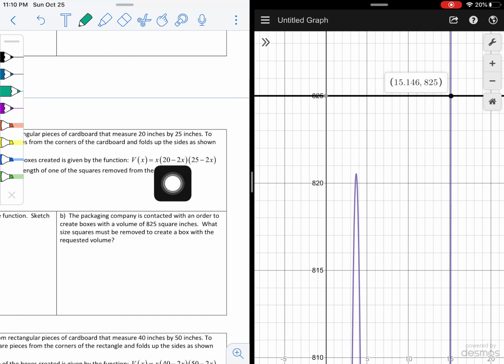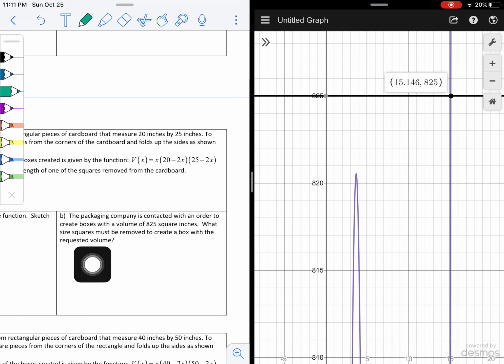If I take 2 times that amount, that's a little bit more than 30. I'm not going to worry too much about the decimals. It just gives me the idea. It's a little bit more than 30. So 20 minus 30 is -10, and 25 minus 30 is -5. Again, you can't have a box with negative dimensions. Mathematically, it just doesn't work.